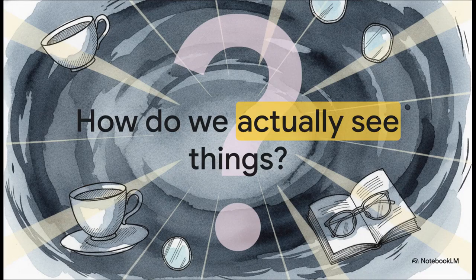Have you ever actually thought about how we see the things around us? Like, really thought about it? I want you to imagine a pitch-black room. No windows, no lamps, literally nothing. In that absolute total darkness, even the most obvious objects right in front of your face just completely disappear. Without light, vision is totally impossible. But what exactly is light doing to make things pop into existence for us?